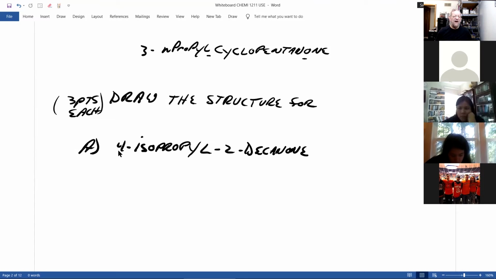And why don't you try the other type of nomenclature question, which is draw the structure for. In this case, I'll let you try 4-isopropyl 2-decanone.